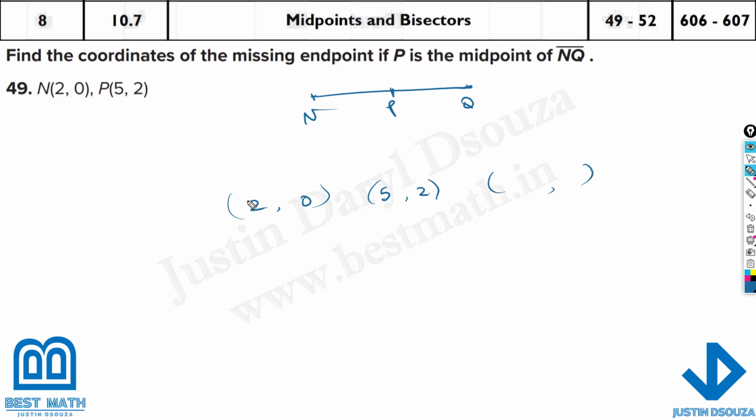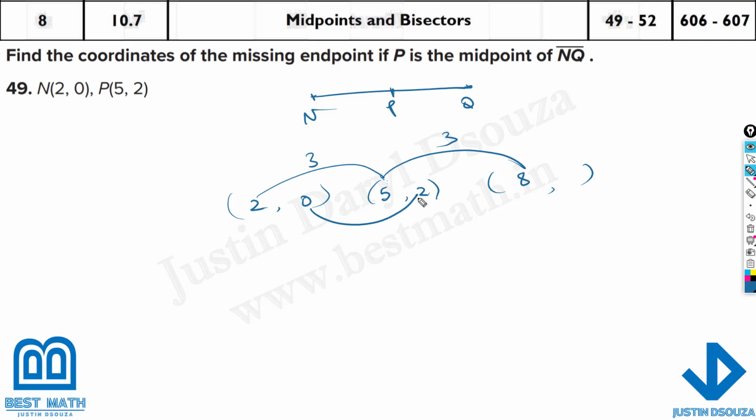So let's count the difference of distance between these 2 points. X values first, do it separately. From 2 to 5, it's 3 units. 2, 3, 4, 5. So we have 3 distance here. So this also must be 3 because 5 is the midpoint. So add up 3. 5 plus 3 is 8.